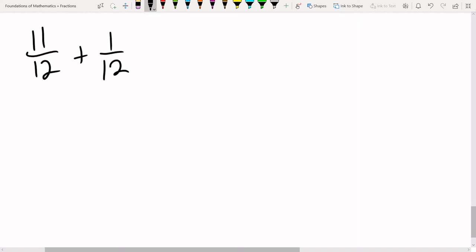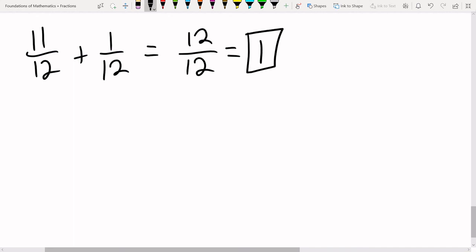They have common denominators, so all we need to do is add the numerators. And 12 over 12, that's just 1. All right, 5/6 plus 1/4. We do not have common denominators here, so we need to get them to be common denominators.